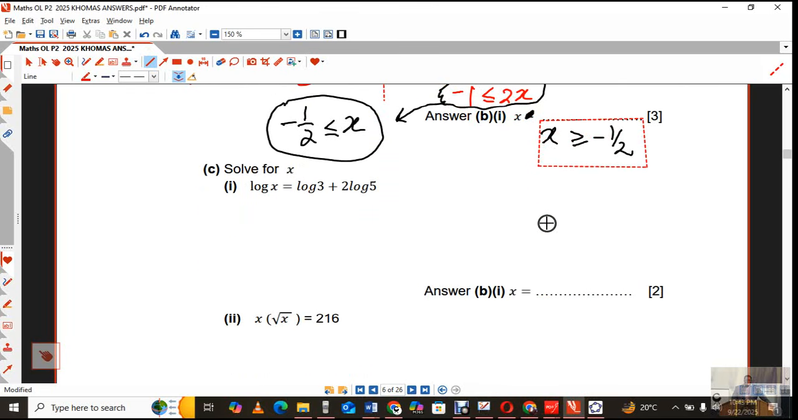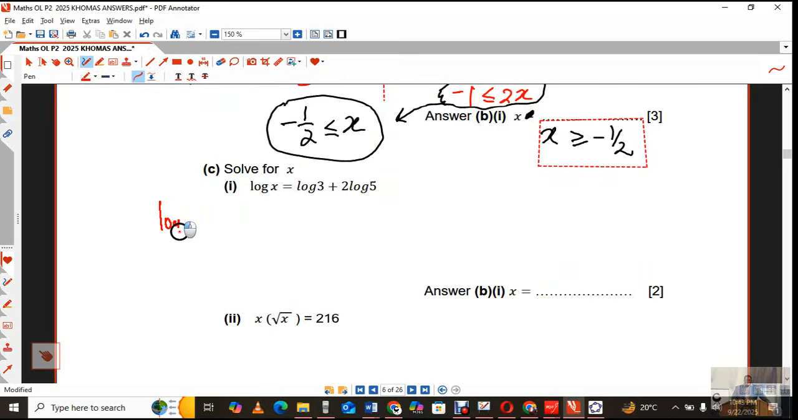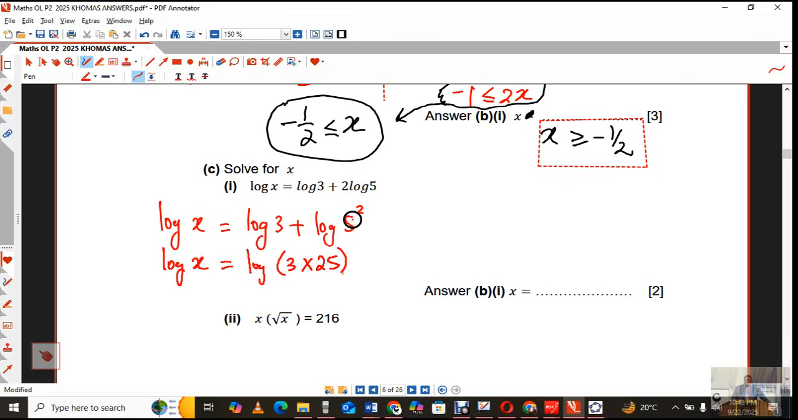Right, they say solve for x. Now, this is a 2-mark equation, very straightforward. You can say log x is equal to, when you add logs of the same basis, you multiply the numbers, but let's rewrite this one as log 3 plus log 5 squared, taking that over using the power law. Then log x is equal to log 3 times 25. Hopefully you know where 25 comes from. All right, 25 comes from 5 squared.